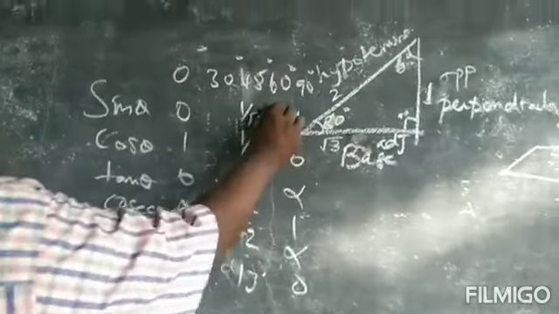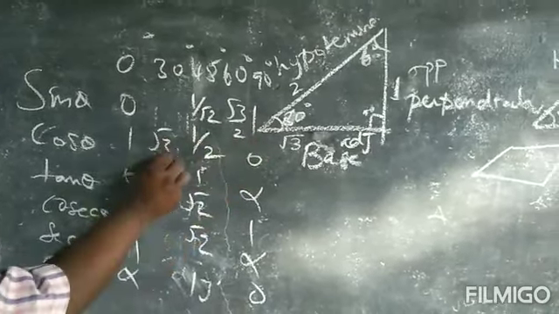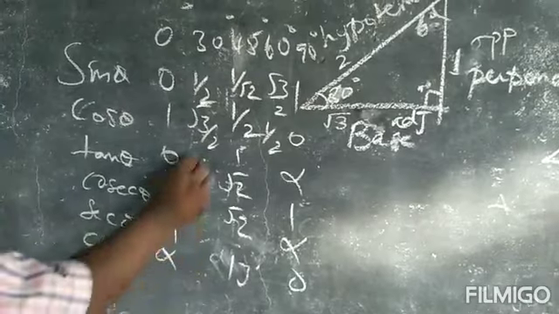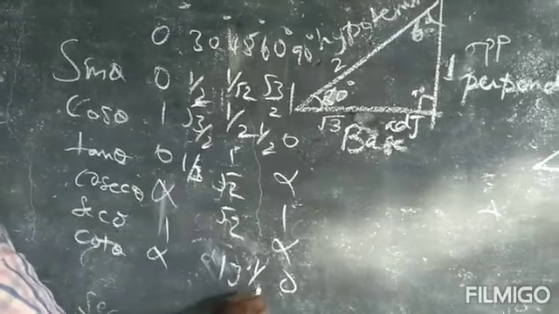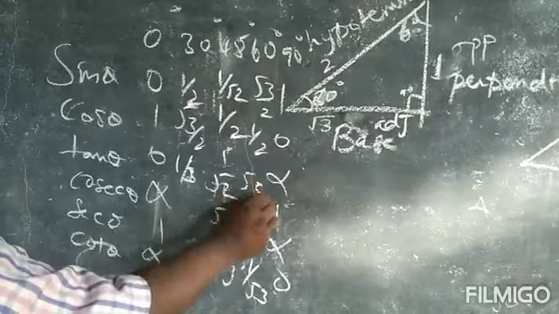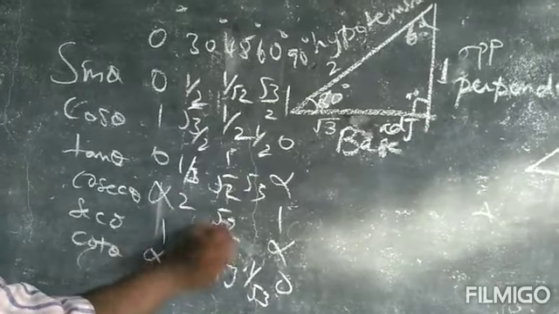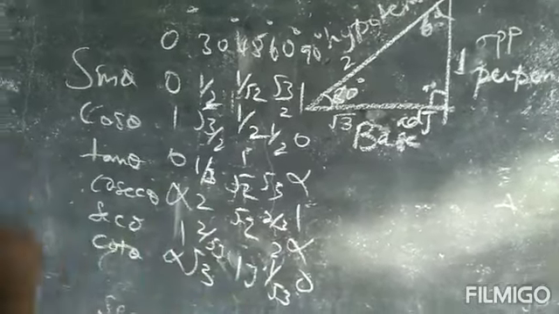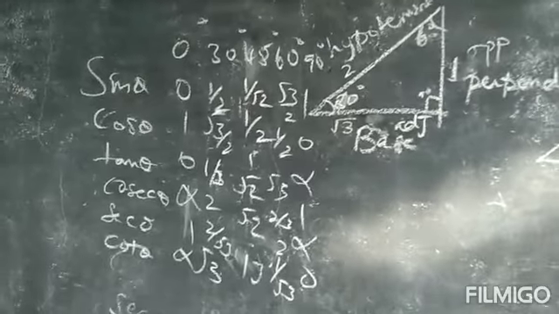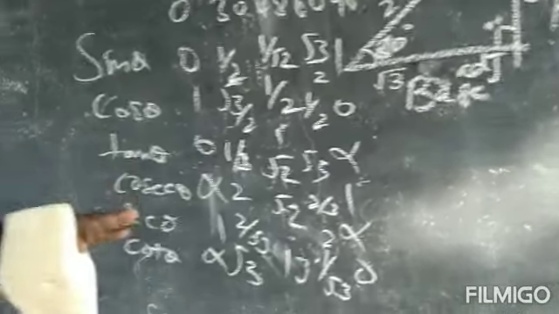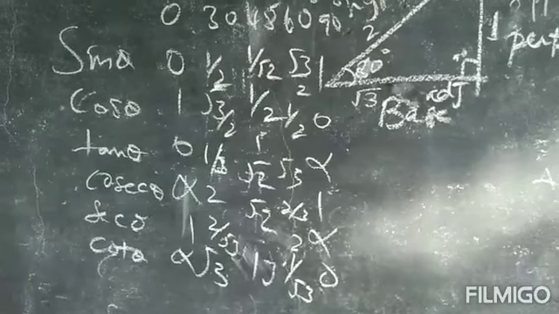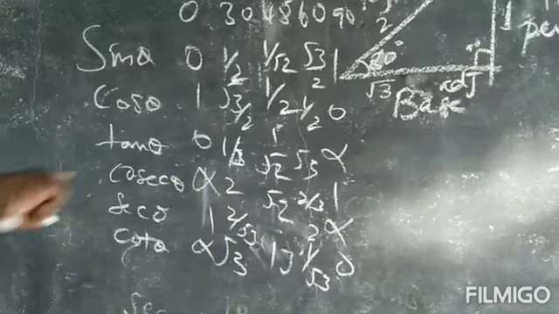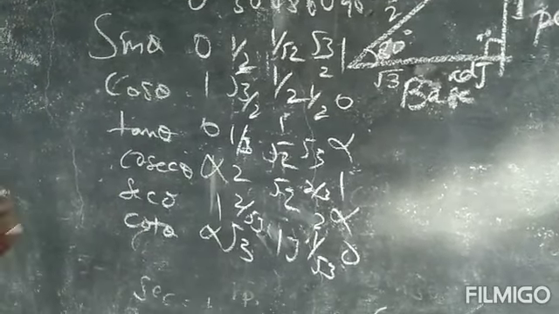Likewise here root of 3 by 2, root of 3 by 2, 1 by 2, 1 by 2, 1 by root of 3, 1 by root of 3, root of 3, root of 3, 2, 2, and likewise 2 by root of 3, 2 by root of 3. So by means of the area of the triangle, by computing the hypotenuse, perpendicular and base, it is possible to compute the values of sin 0, sin 30, sin 45, sin 60 and sin 90 degree.